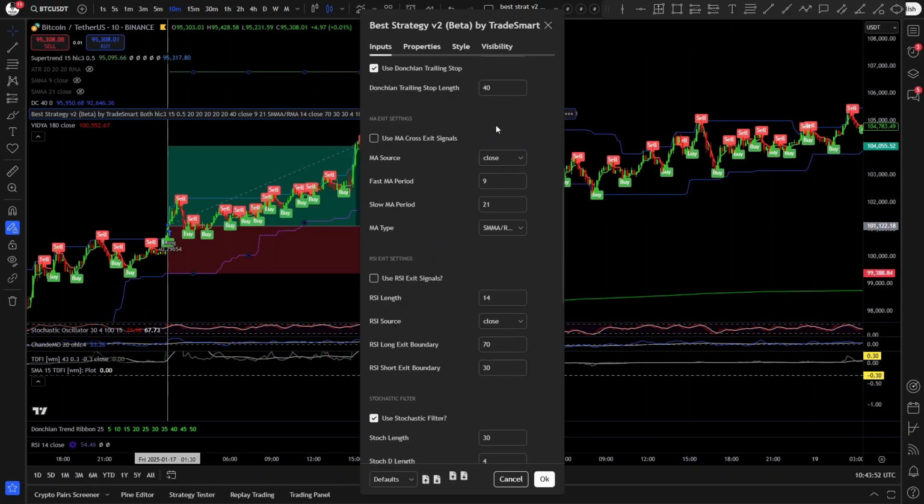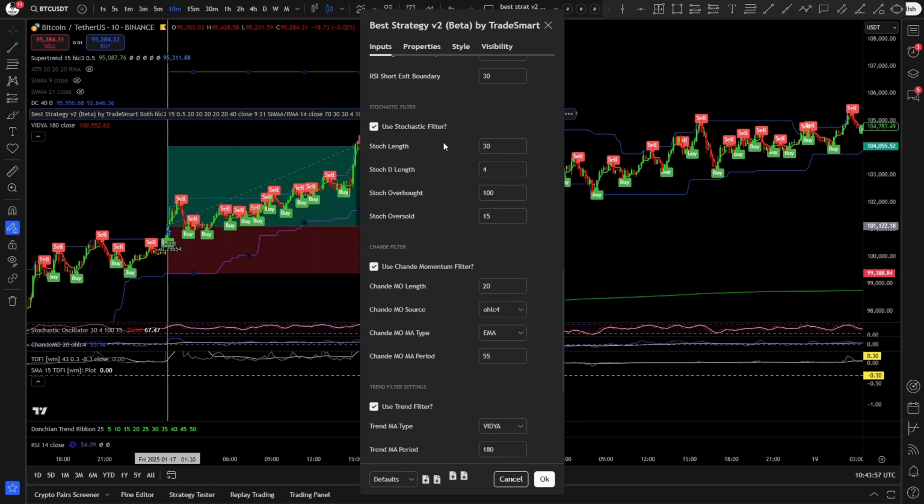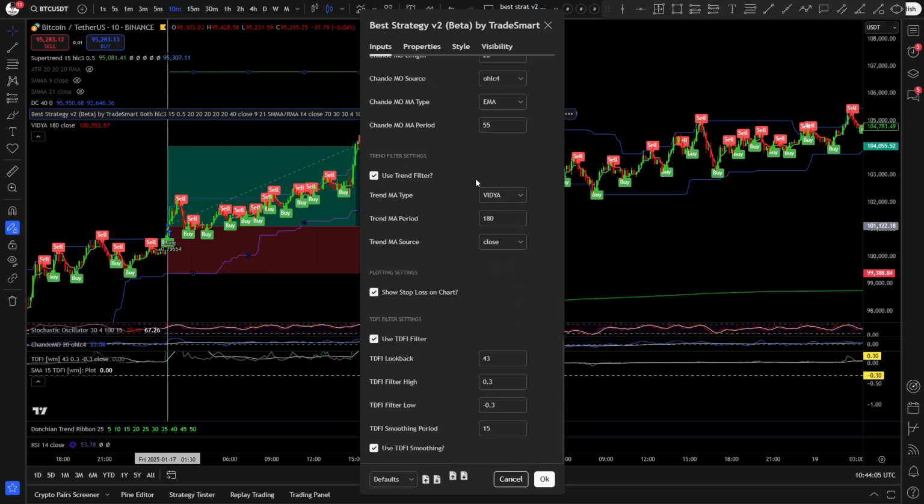For exit, we are not using any of the exit signal indicators this time, but we will use both of the momentum filters, the stochastic and the Chande Momentum with these settings. We are going to use the Vidya as a trend filter and the TDFI at the bottom. The TDFI is crucial for this strategy, so make sure to use that.